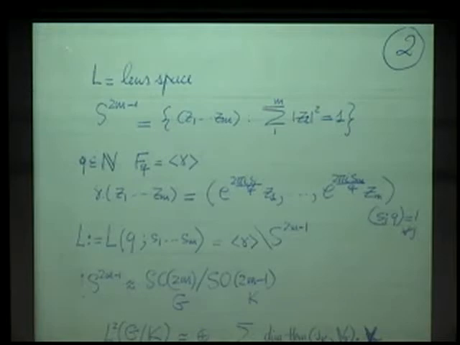So we have a lens space. We have the 2m minus 1 sphere. We take z1, ..., zm in C^m, complex numbers, such that this sum is 1. So this is the 2m minus 1 sphere.